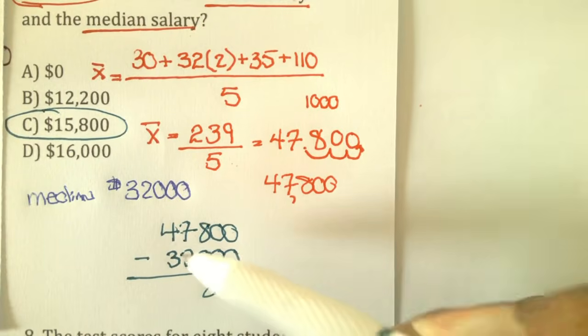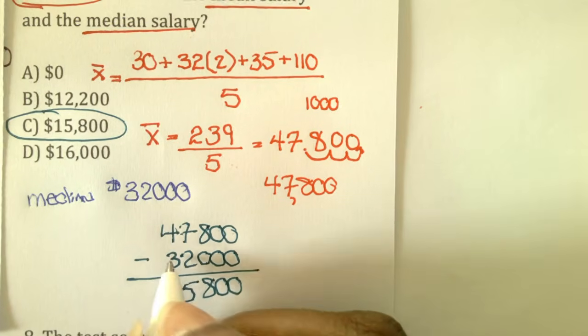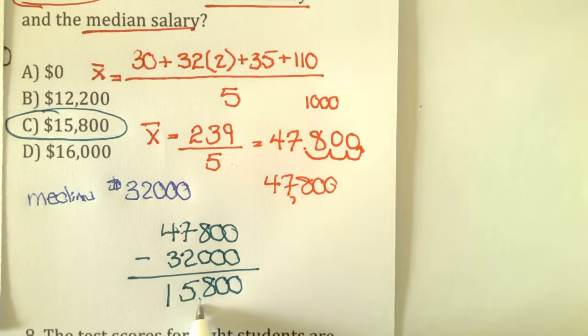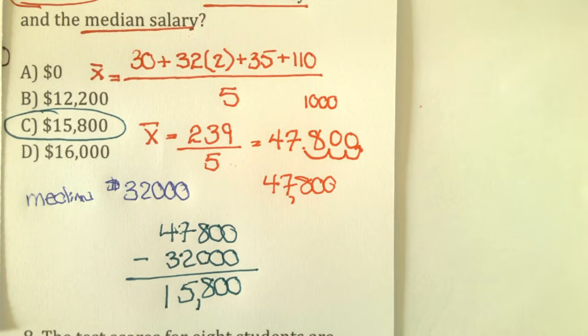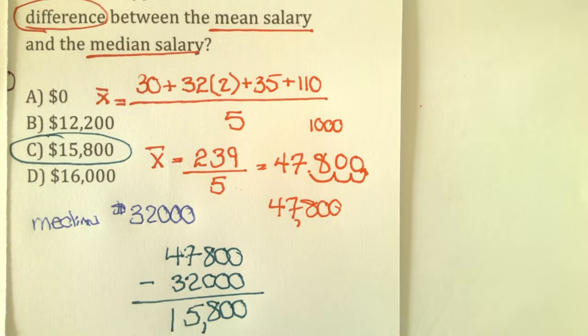And if you don't believe me, 7 minus 2, that gives me 5. And 4 minus 3, that gives me 1. And I get 15,800. Okay? So this one, you had to find the mean of the salaries.